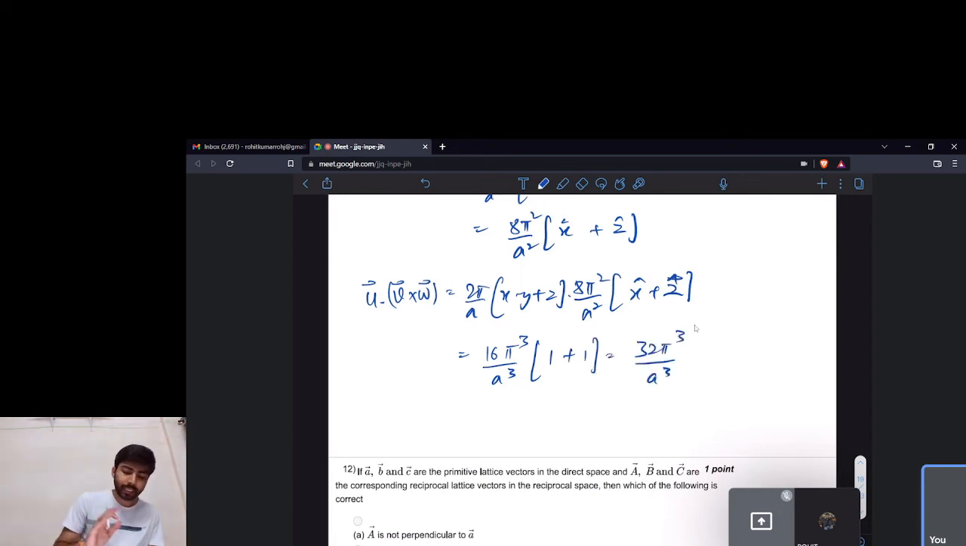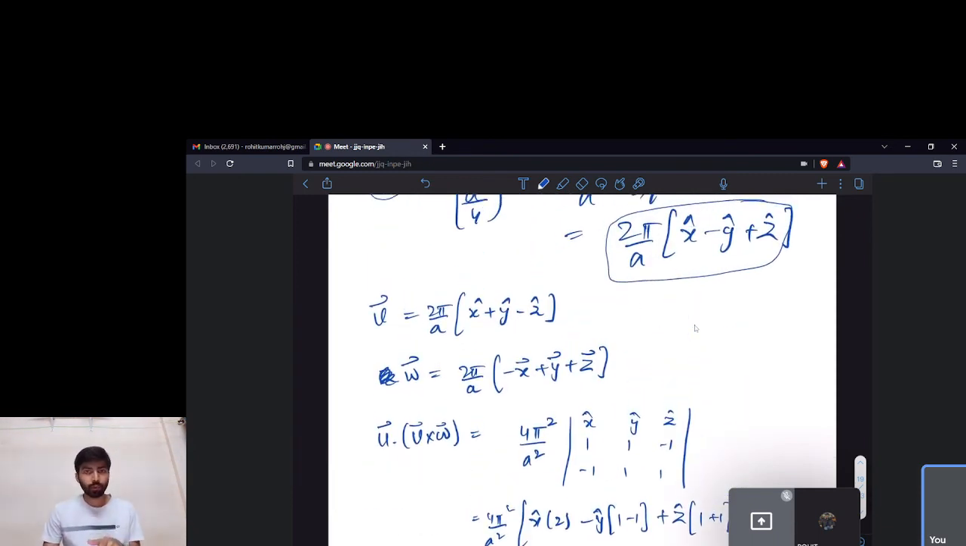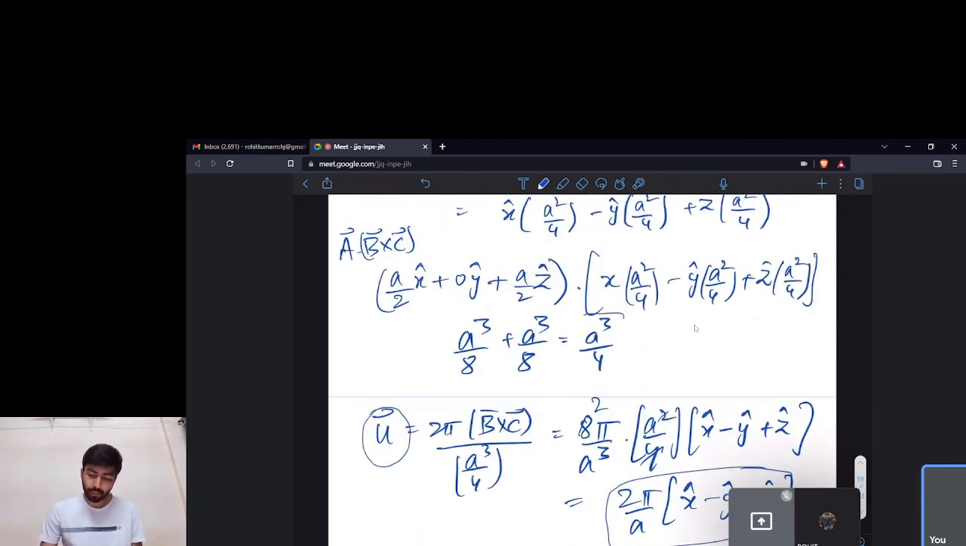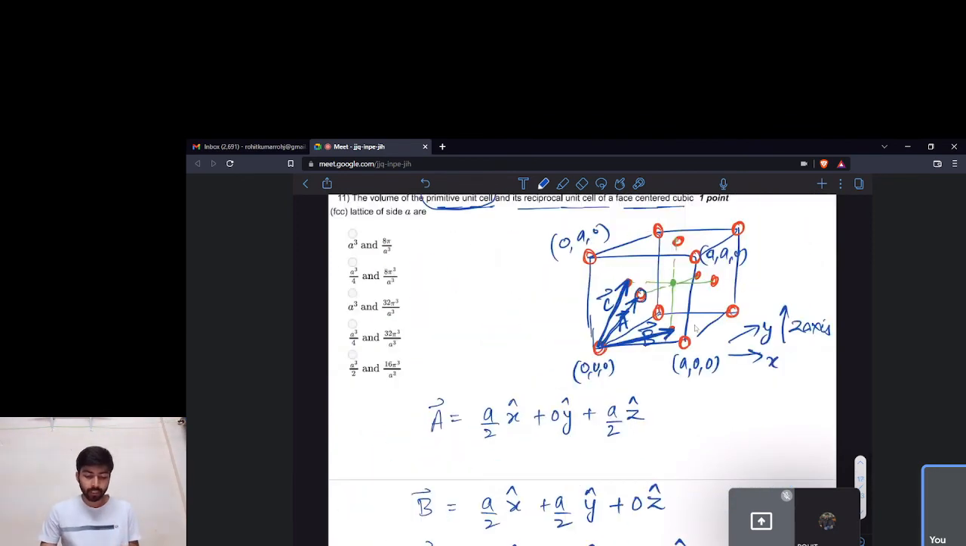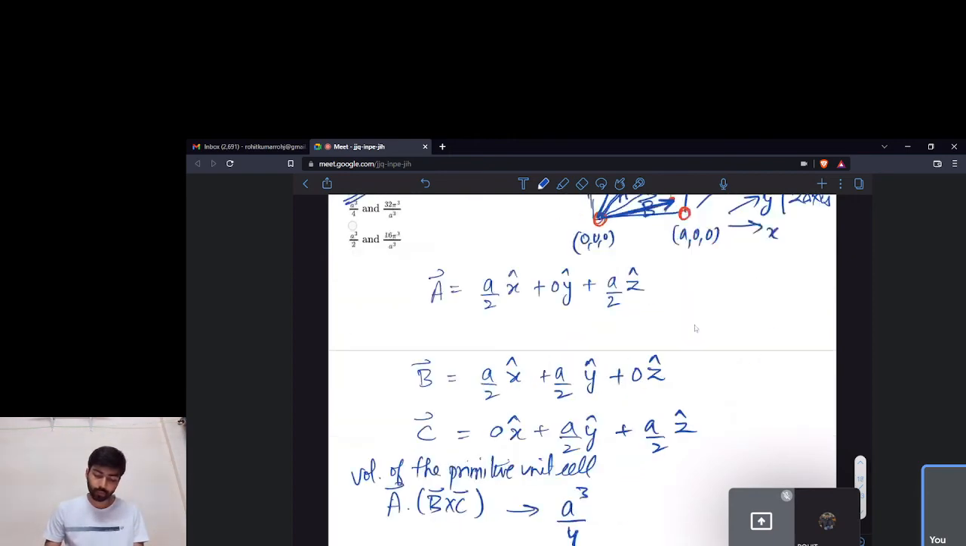It was a bit lengthier derivation to do, but anyway at the end we have got our conclusion as 32 pi cube by a cube as the volume of the reciprocal unit cell, and a cube by 4 as the volume of the primitive unit cell. If you go up, for the primitive we had a cube by 4, and for the reciprocal, option 4 is correct, 32 pi cube by a cube.